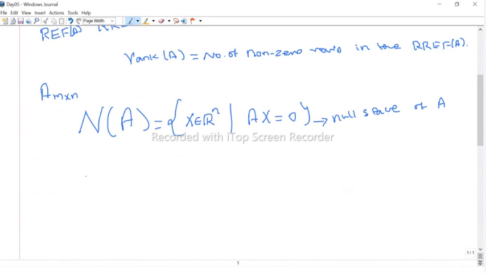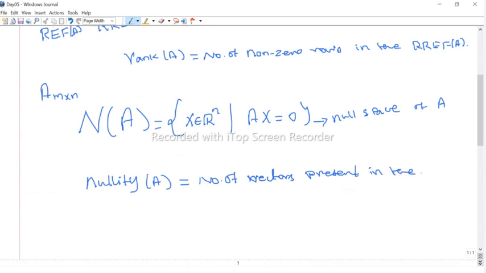Now we define the nullity. The nullity of the matrix A is defined to be the number of vectors present in the null space of A, sometimes called the dimension. Dimension and all we will discuss after we define the vector space.